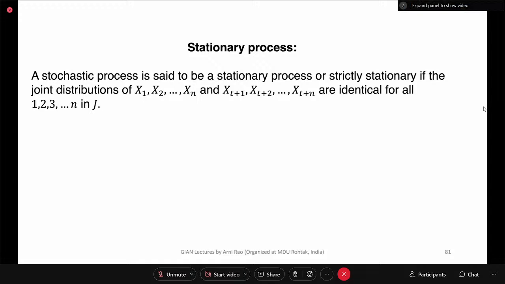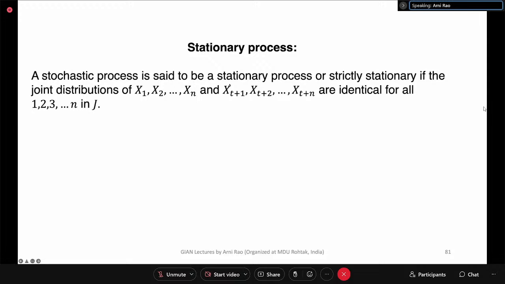So similarly, a random collection of random variables is known as a stochastic process. Yesterday we learned the joint distribution of x1, x2, ..., xn, the joint occurrence of all these events, and the joint distribution of x_{t+1}, x_{t+2}, and so on up to x_{t+n}. The joint distribution of these and the joint distribution of these are identical.